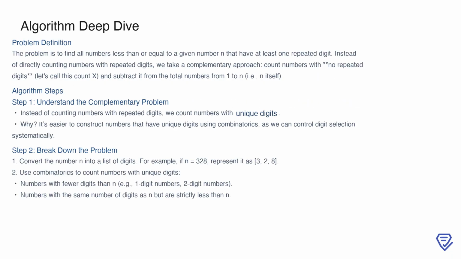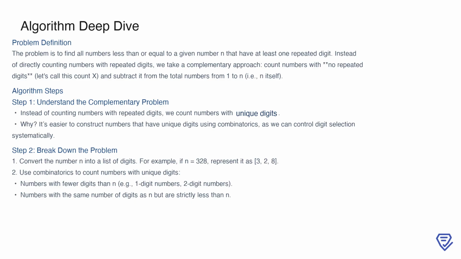The problem we're solving is to find all numbers less than or equal to a given number n that have at least one repeated digit. Instead of directly identifying these numbers, we take a complementary approach. We'll count how many numbers have no repeated digits, let's call this count x, and subtract it from the total numbers from 1 to n, which is simply n itself. This approach is more efficient because constructing numbers with unique digits is easier and avoids potential overlaps that arise when directly counting numbers with repeated digits.